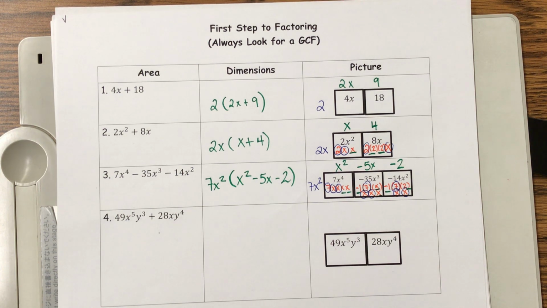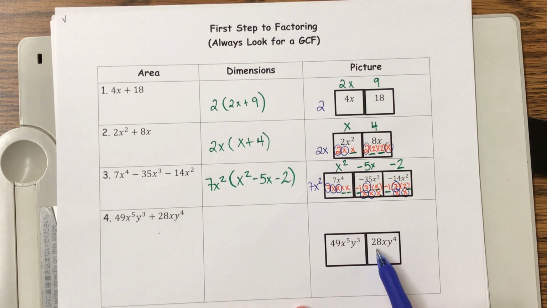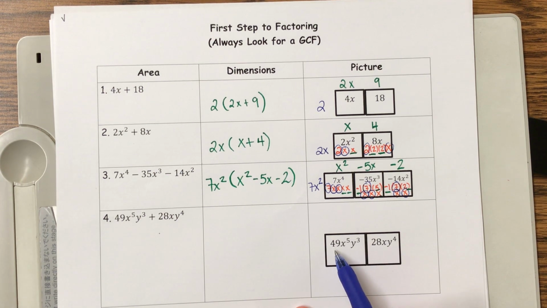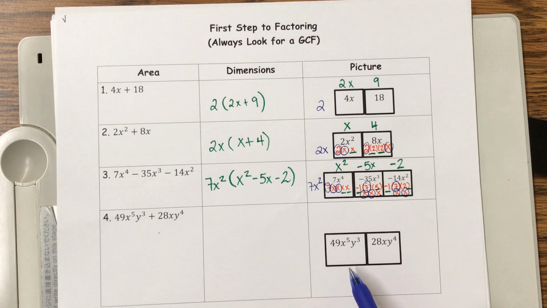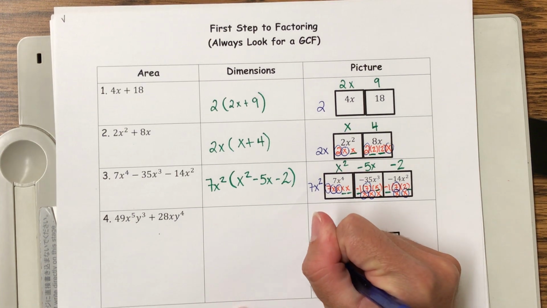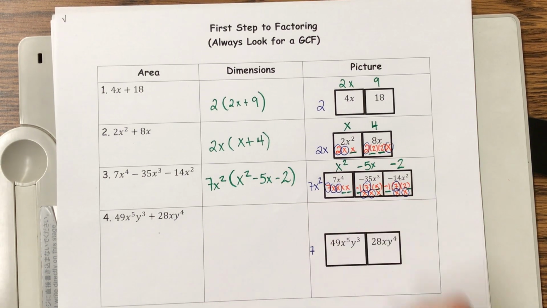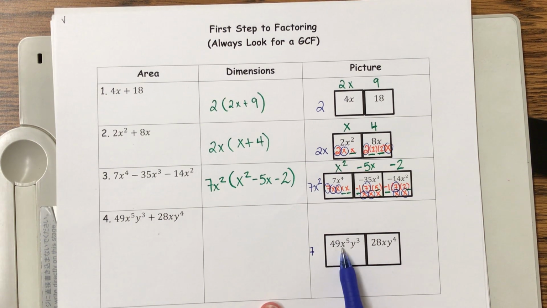I know that 7 works, because 28 will not divide evenly into 49, but 7 will divide evenly into 28, and 7 will divide evenly into 49. So 7 is my largest number that both of these terms have in common. Okay, well then notice how they also have x's in common. What's the greatest amount of x's that they have in common?